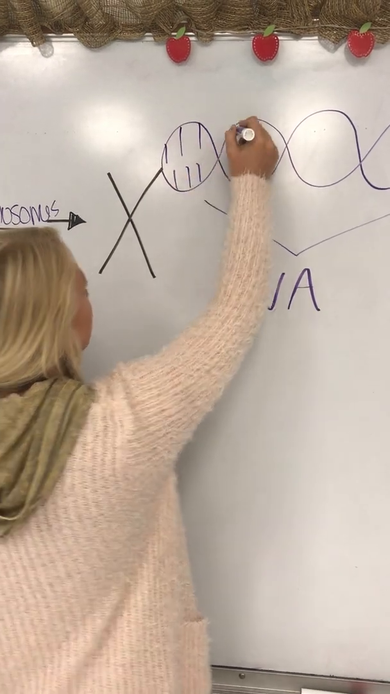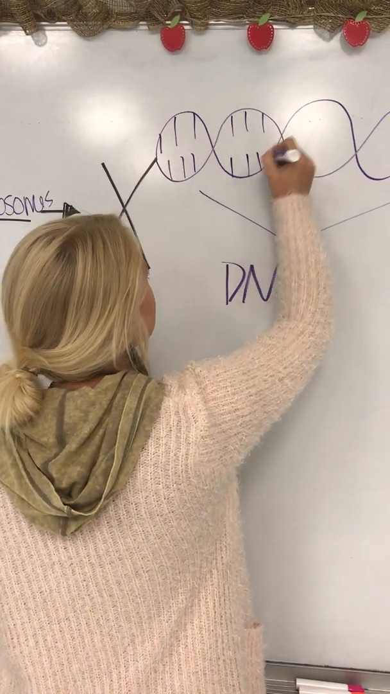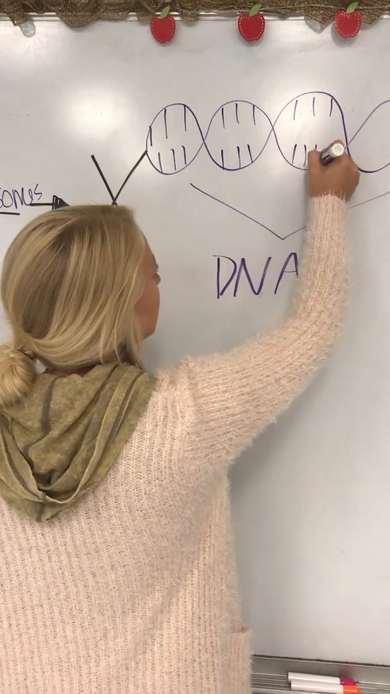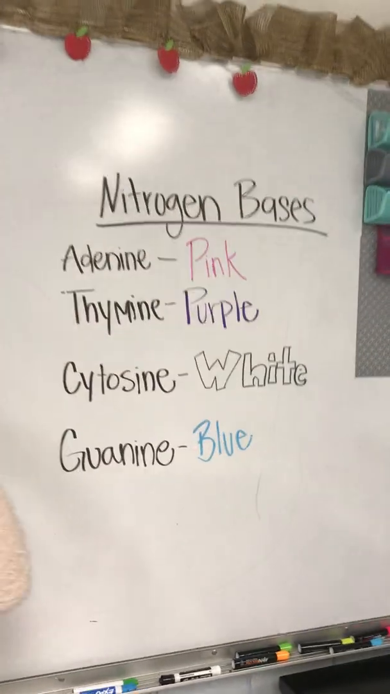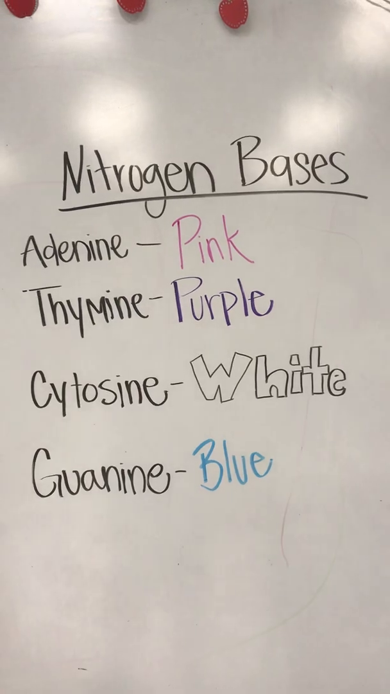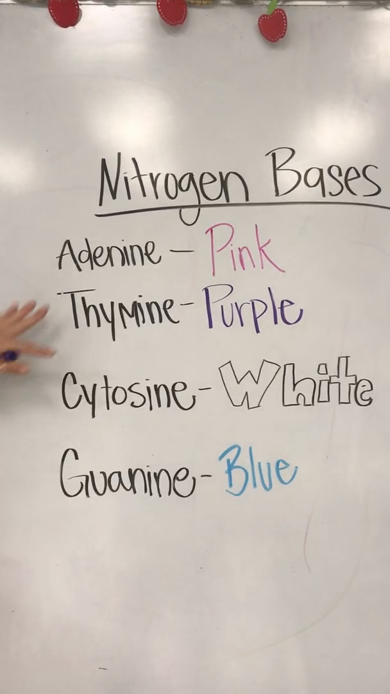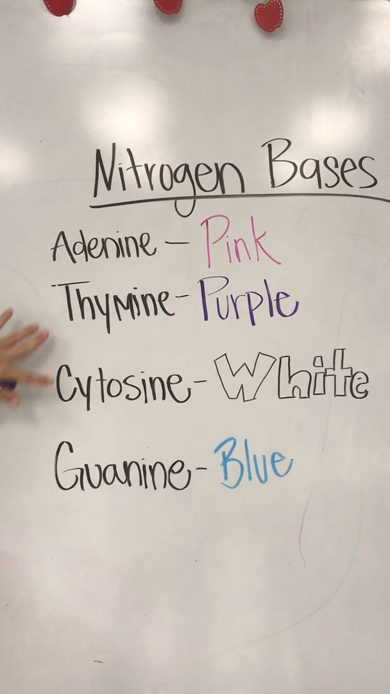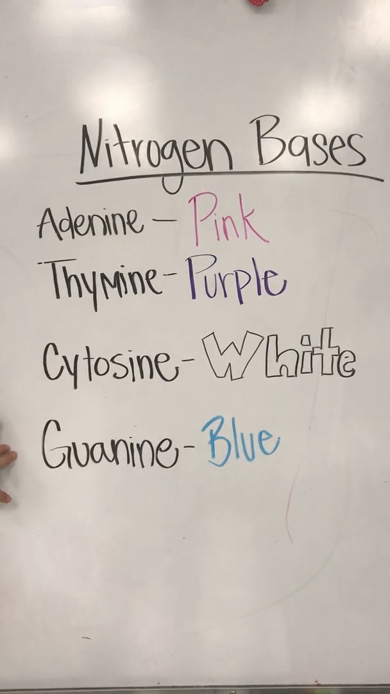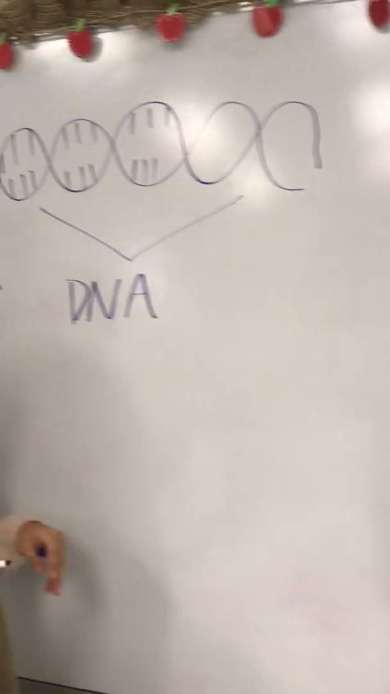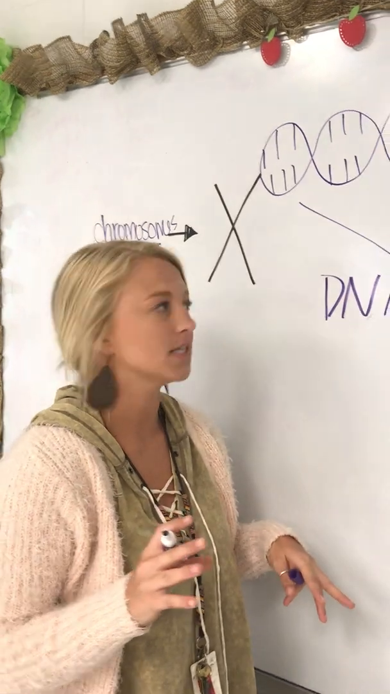You have these little tick marks, and we call these tick marks nitrogen bases. Okay, there are 4 nitrogen bases that we talk about. We talk about adenine, thymine, cytosine, and guanine. Okay. A big thing on your state test is that you know how to pair these, okay?